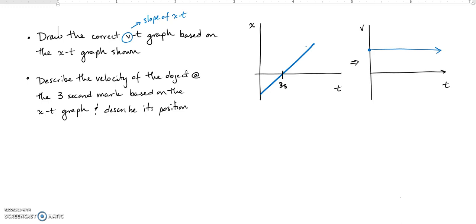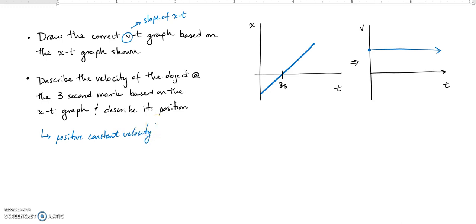To answer the second question, describe the velocity of the object at the 3-second mark. Well, like I said, you ask yourself, what's the slope? The slope is constant. Therefore, our velocity is constant. The slope is positive, so our velocity is positive. And so we have a positive constant velocity. Again, you just want to put that into words. So right here we have a positive constant velocity.